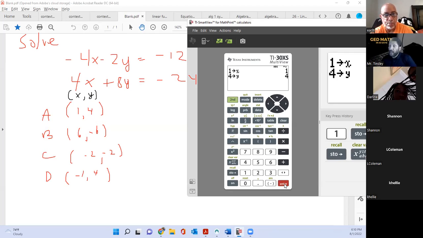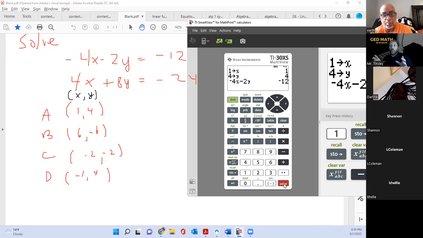If you don't know how to store your variables, make sure you go through the ebook in that section. Make sure you know how to do it. Now, since we already have x and y stored, we can put both of those equations in and see if we get negative 12 and negative 24. So we're going to put minus 4x. Because it starts with a negative, we're going to use the negative next to enter. Minus 4x minus 2y. And let's see if we get negative 12. If we get negative 12, we know this combination of x and y works for the first equation. So we hit enter, we get negative 12.